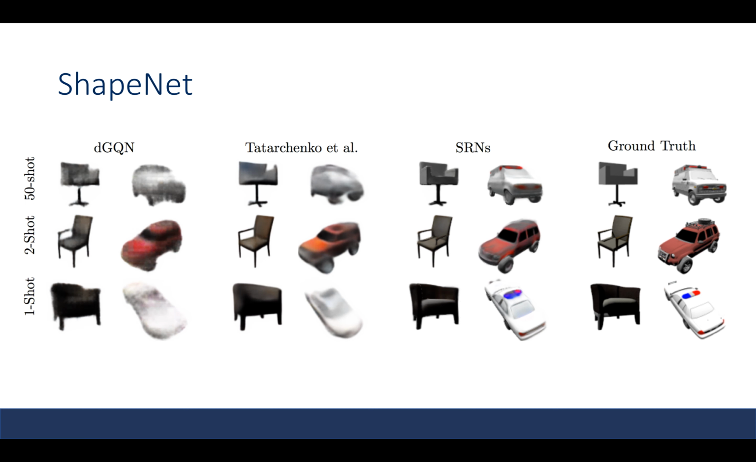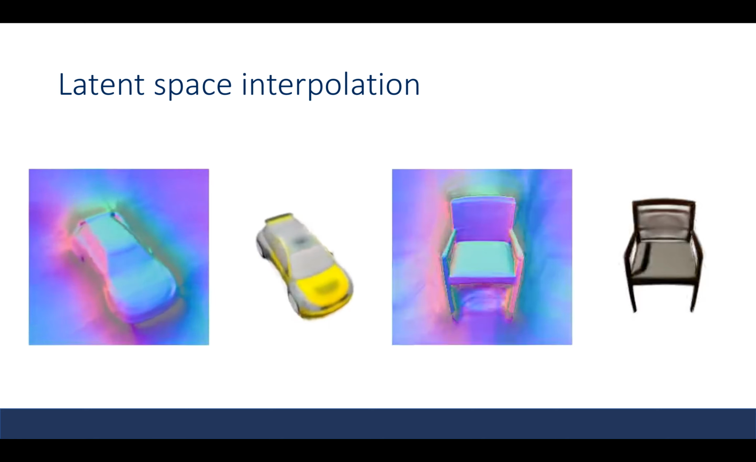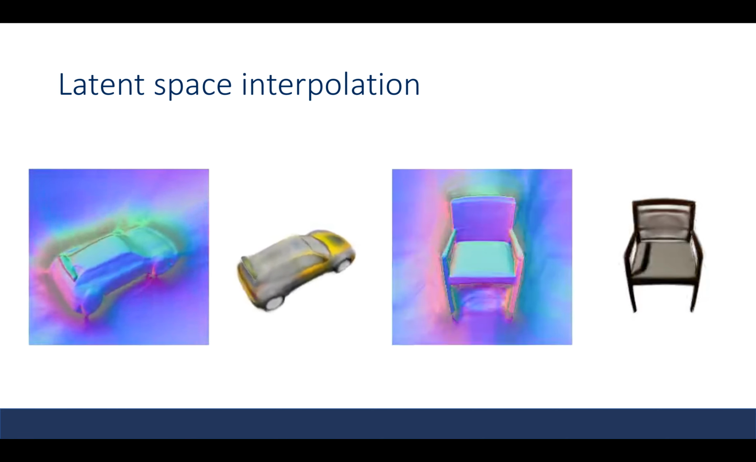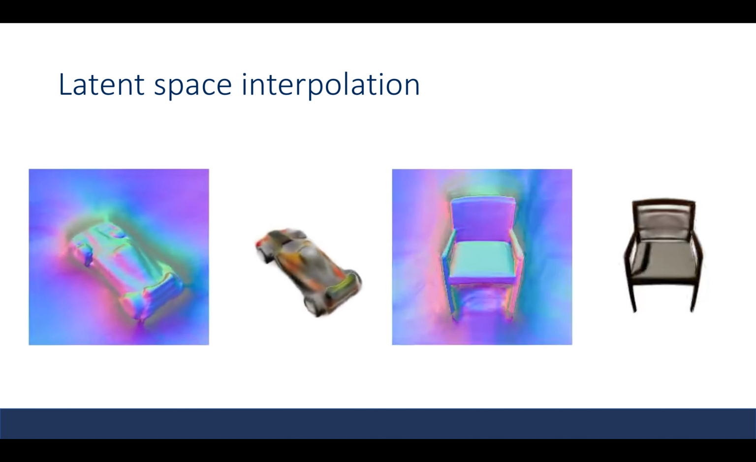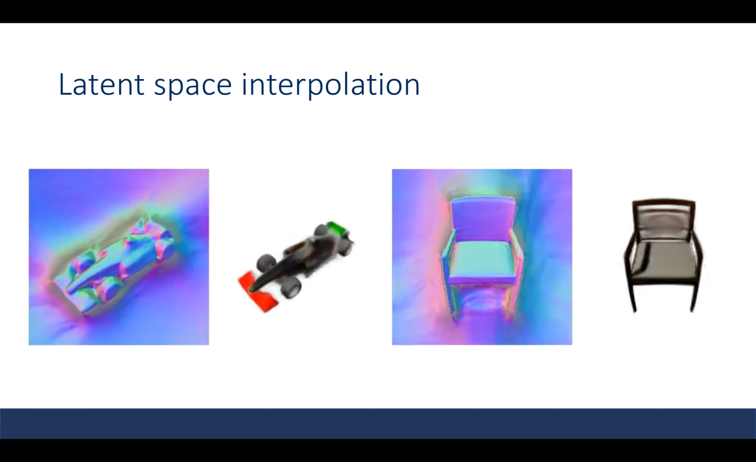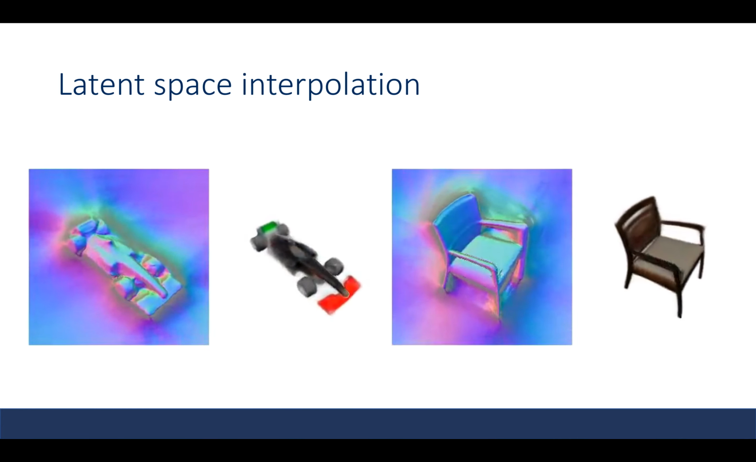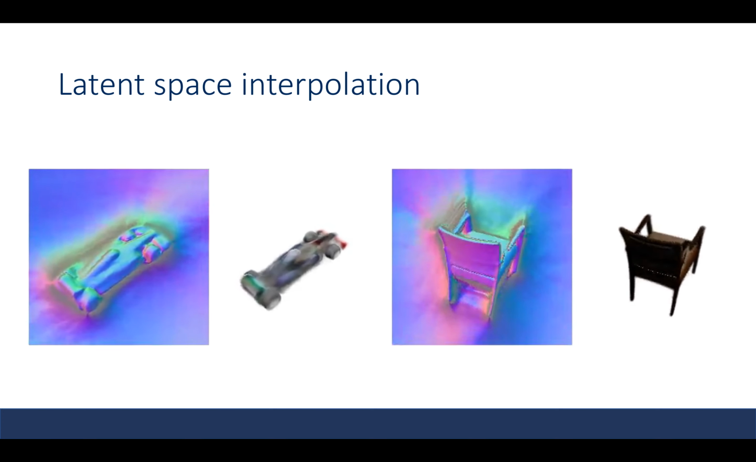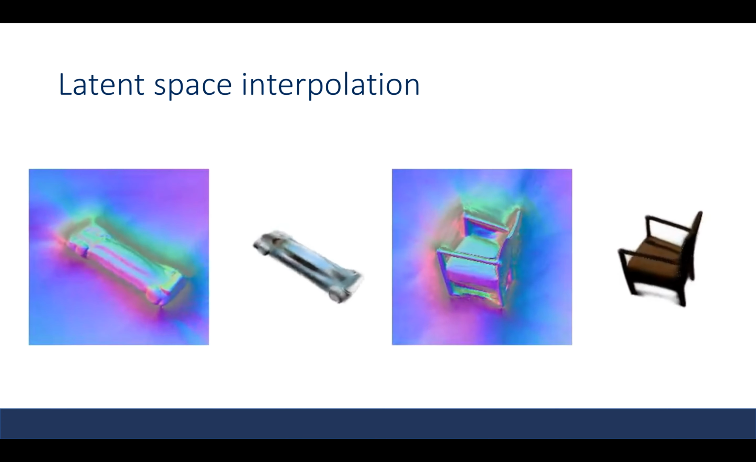Outperforming is also evident in these qualitative results. For example, for the brown chair here, the SRN is able to render the front handle, which is not the case for the other two baselines. Here are also the results illustrating that the interpolated latent codes correspond to meaningful objects and we can smoothly transition from one object to another.